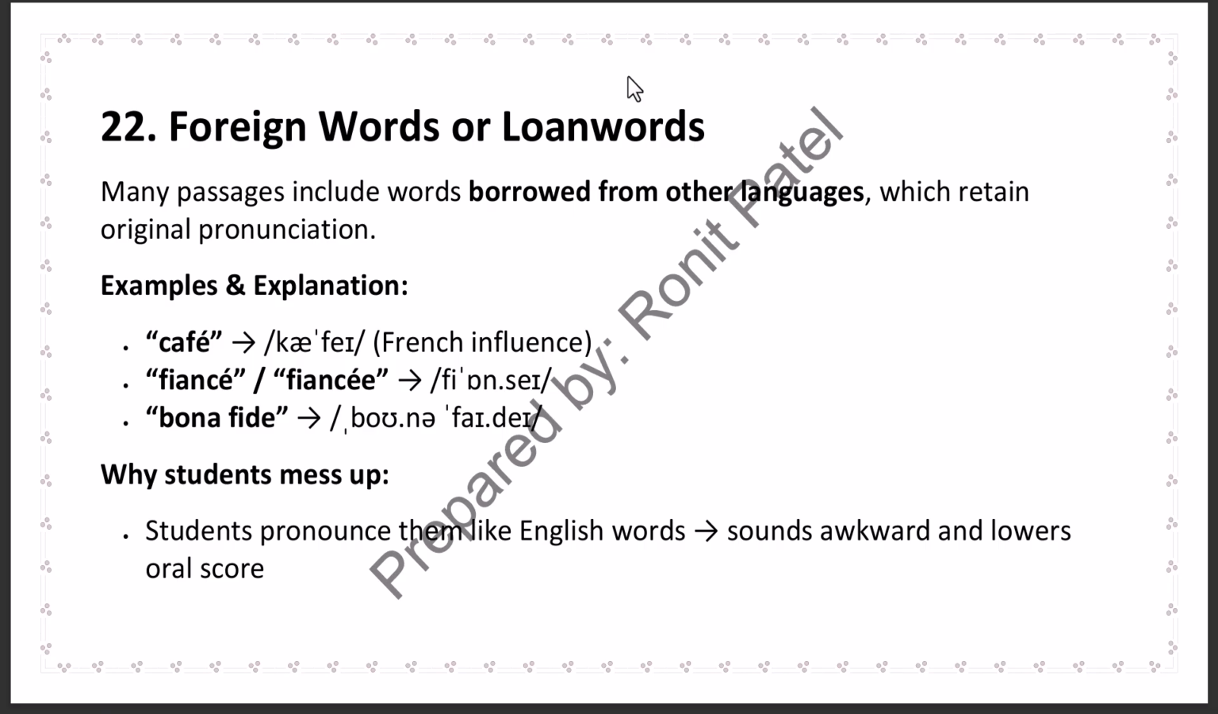Foreign words or loan words. These remind us that English is a global borrowing language. Words like cafe, fiance, bona fide retain traces of their original pronunciation. If pronounced like normal English spelling, they sound awkward. But again, remember, perfection is less important than smooth, confident delivery.